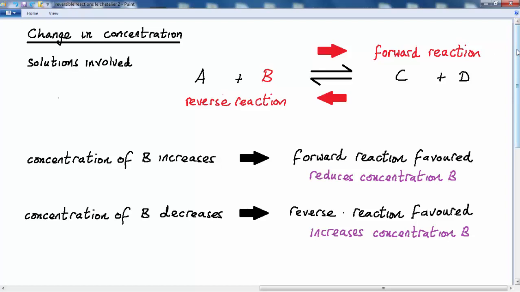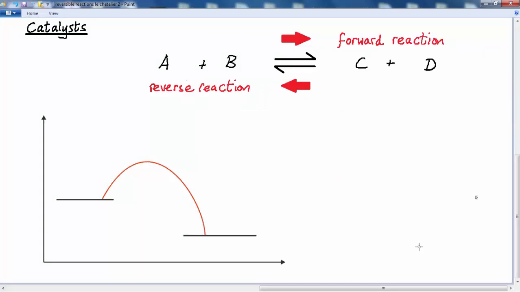What about the effect of catalysts on the position of equilibrium in a reversible reaction? Well, I'm going to say this right at the start, that catalysts do not affect the position of equilibrium of a reversible reaction. Whereas the other factors do, catalysts do not. They do affect the rate of reaction in a chemical reaction, yes, but they will not affect the position of equilibrium, and they will not affect the percentage yield of either the reactants or the products.